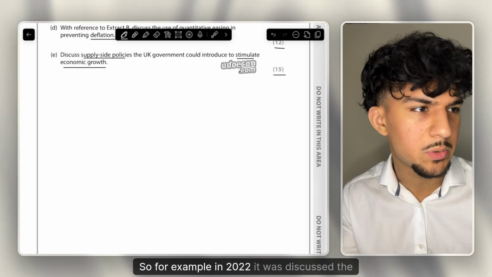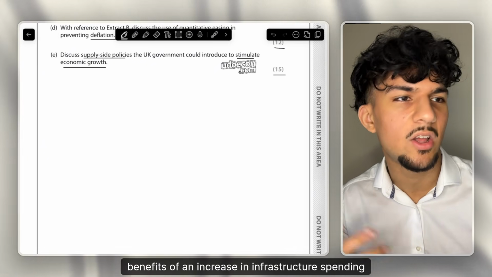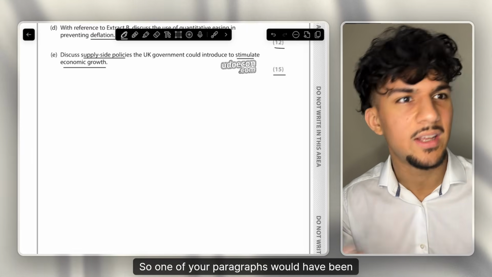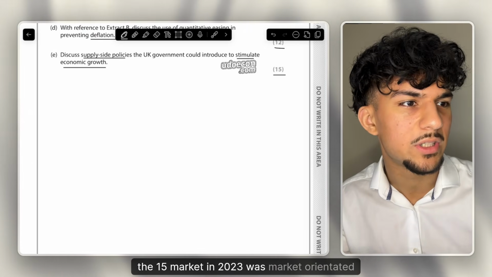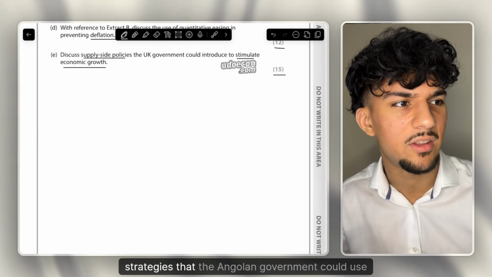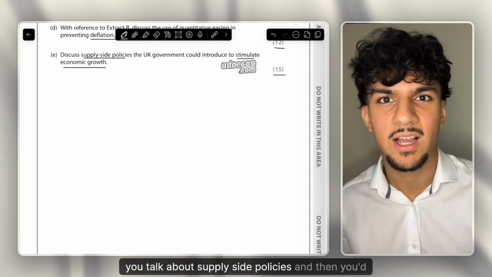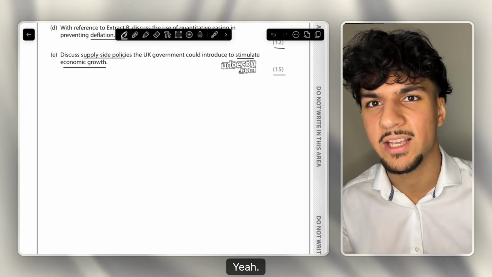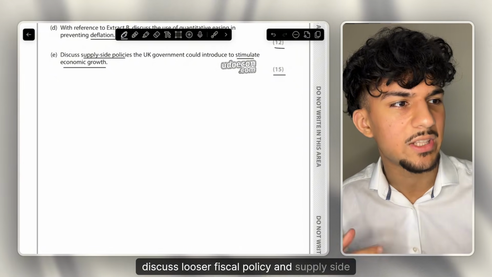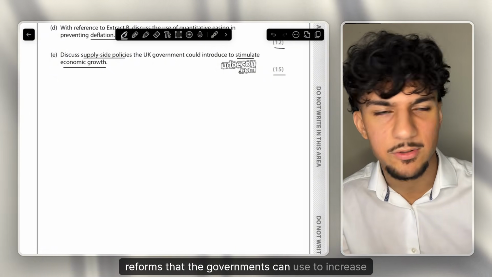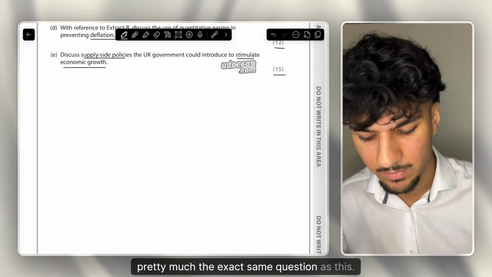So for example, in 2022, it was discuss the benefits of an increase in infrastructure spending on the UK. So one of your paragraphs would have been a supply side policy. The 15 marker in 2023 was market orientated strategies that the Angolan government could use to improve development. Yes, you talk about supply side policies and then you'd link it at the end to development. So a bit of a twist on it. Then 2017, discuss looser fiscal policy and supply side reforms that the governments can use to increase economic growth. So 2017, pretty much the exact same question as this.